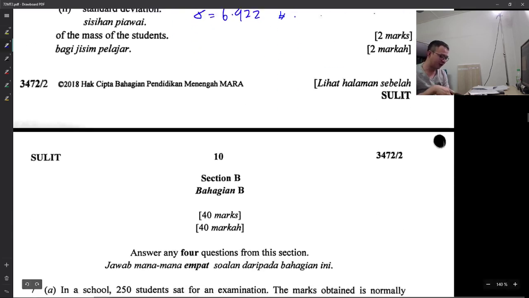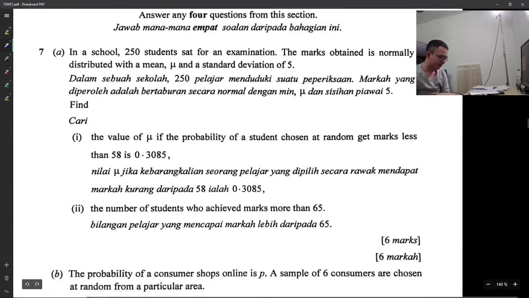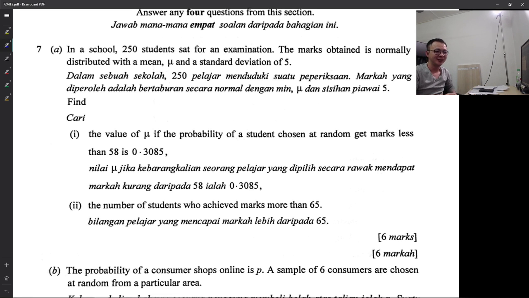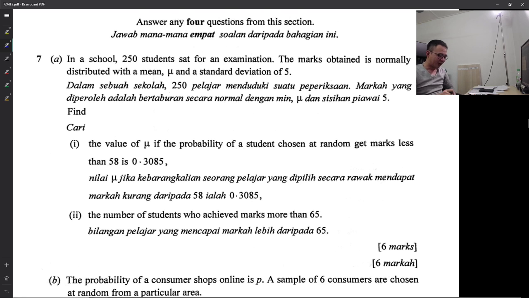Alright, so I'm going to move on to section B. Yeah, because what is the time now? I'm going to end in 1 hour. So yeah. Okay, now we have the distribution here. And yep.